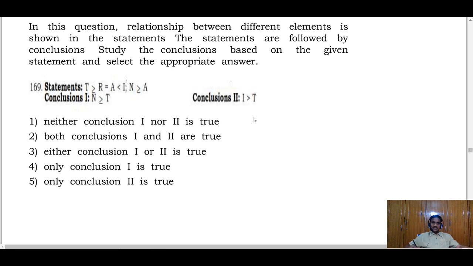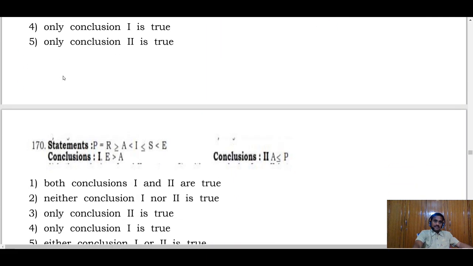Now T and A, the relationship: T greater than or equals to A. N greater than or equals to A, and A lesser than or equals to A. T and N have two opposite symbols, no relation. I and T: T is here, I is here. T and I means two opposite symbols. This is also ruled out. Hence, neither one nor two, choice one. 169, choice one.